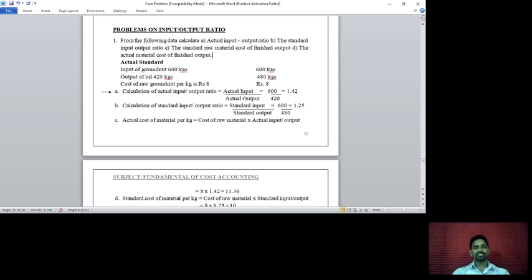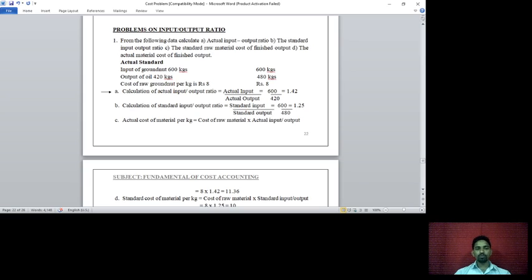Hi students, in the last class we saw the concepts as well as the problems on the input and output ratio. In this input and output ratio we have to ascertain the actual input output ratio, the standard input output ratio, the standard raw material cost of finished output, or you can say the actual material cost of finished output. So these four things we have to ascertain. And the formula of the actual input output ratio is the actual input divided by actual output.